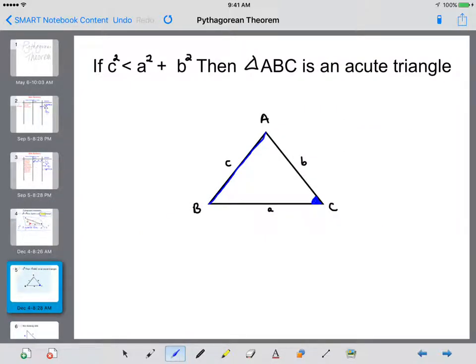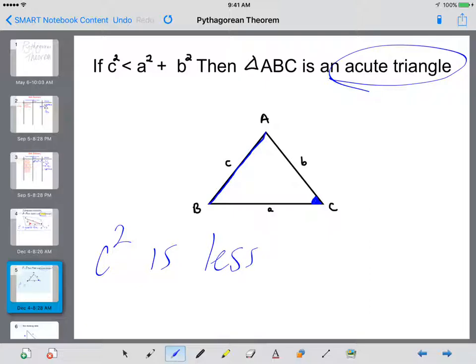The next one we talk about an acute triangle with our Pythagorean inequality. Meaning, if c squared is less than a squared plus b squared, then triangle ABC is an acute triangle. In both of these examples, c will always be the biggest number of the triangle lengths.